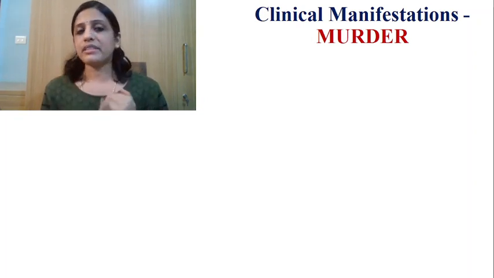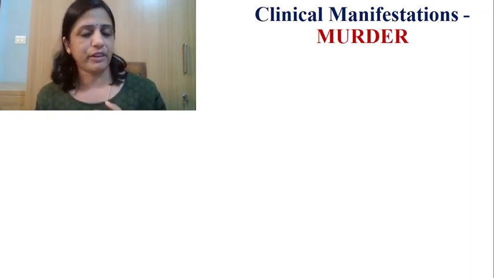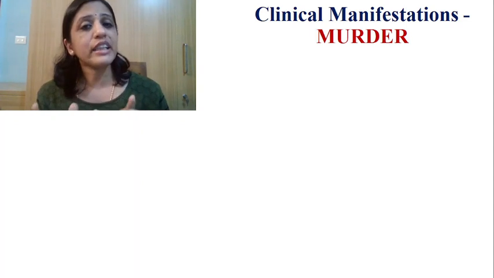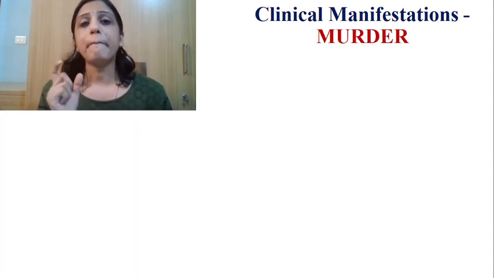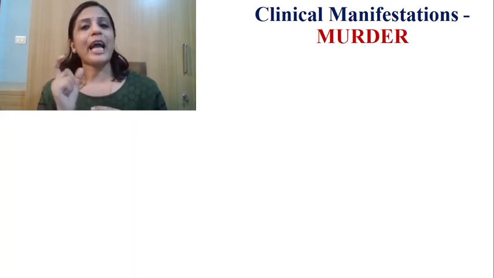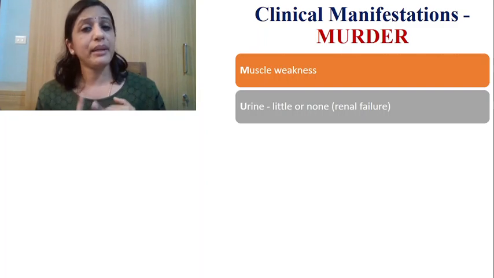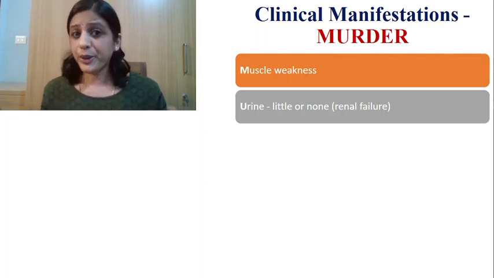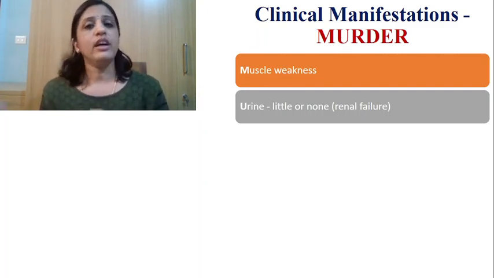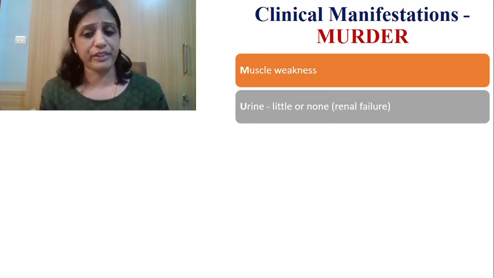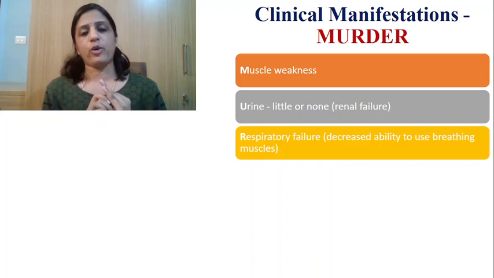I know that the muscle is going to be affected, the nerve is going to be affected. So we have another mnemonic to remember, called MURDER. Hyperkalemia can murder. So what are the clinical manifestations? M, muscle weakness. U, urine output can be little or it can be anuria because of renal failure. If the patient is having renal impairment, definitely urine output is going to be affected. It is going to be decreased urinary output.